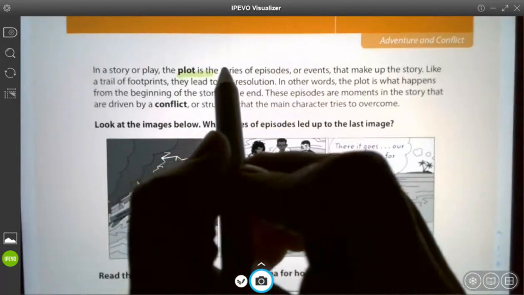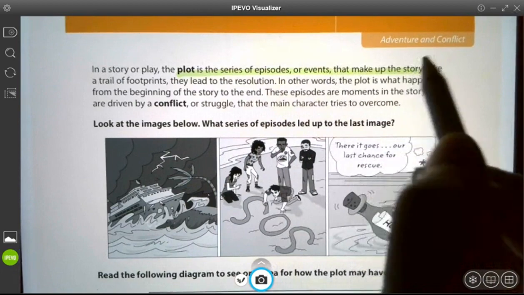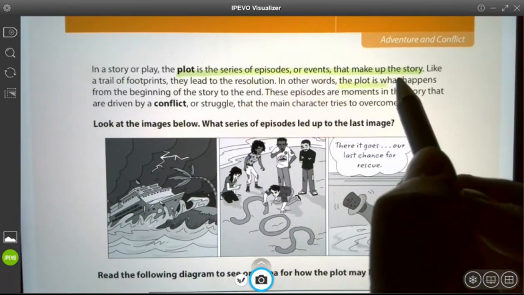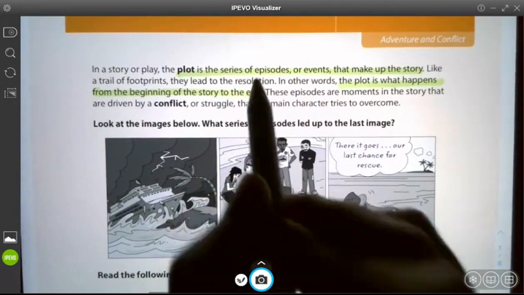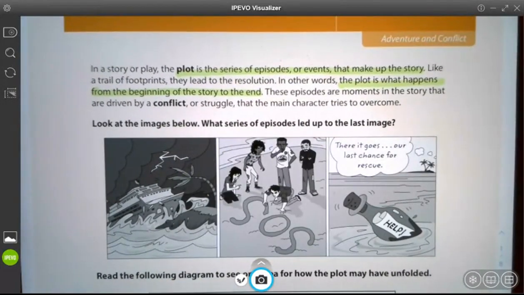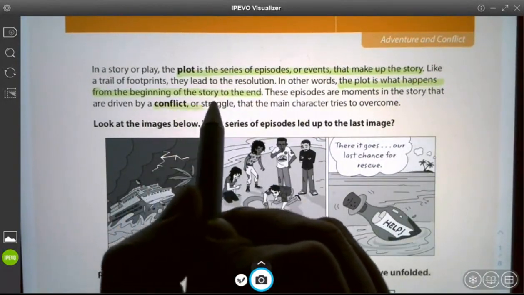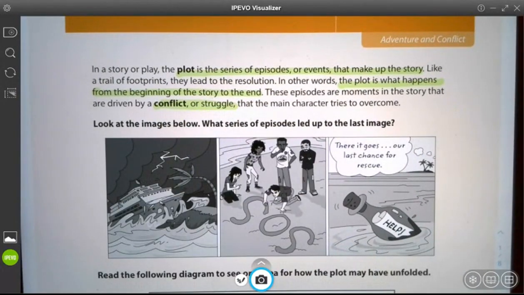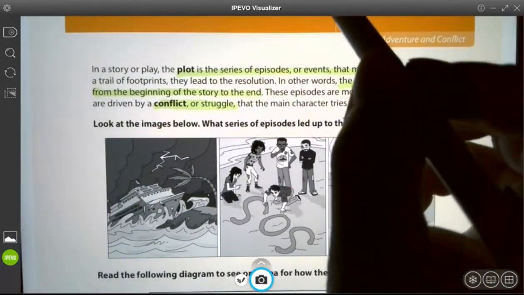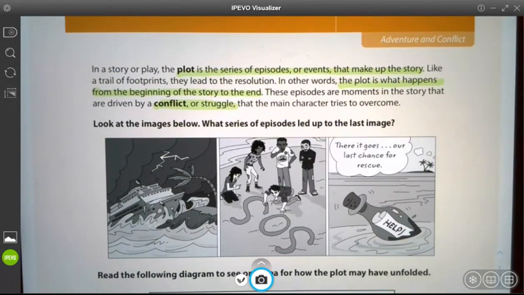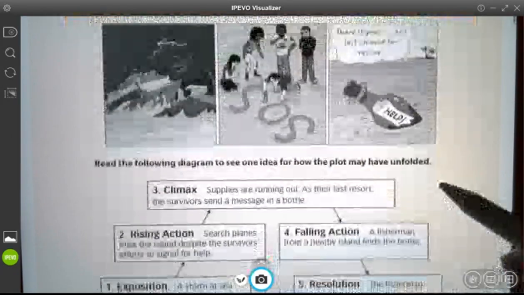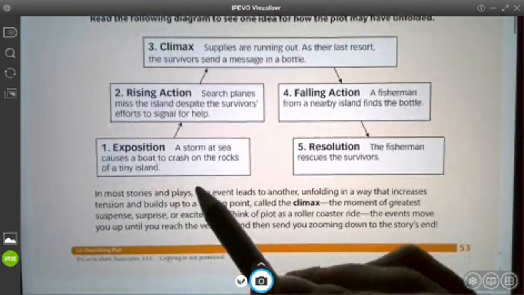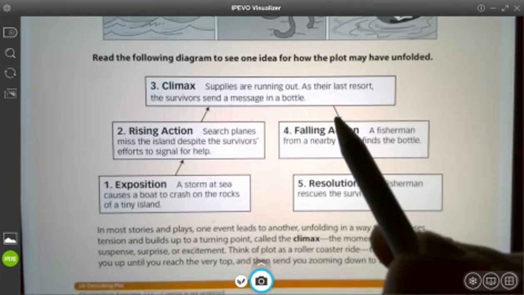Okay, so plot is a series of episodes or events that make up a story. It is what happens from the beginning to the end. These episodes are moments in the story that are driven by a conflict or a struggle. A conflict is a struggle that the main character tries to overcome. If we look at these images below, we can use these to tell what we like to call this plot mountain. I'm going to show you this graphic organizer. It kind of looks like it starts at the bottom and then goes up and then comes back down.